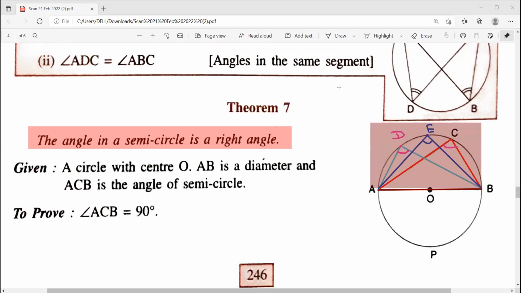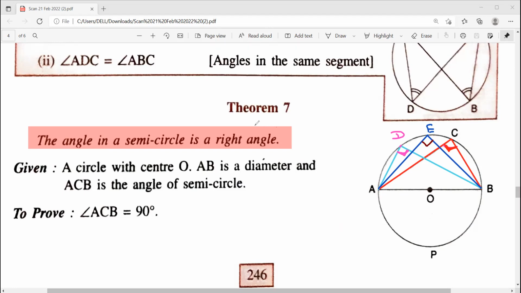So can I call all these angles angles in a semicircle? Definitely yes. I can call all these angles angle in semicircle. And remember, all these angles are 90 degrees in measure. This is 90 degrees, this is also 90 degrees, this is 90 degrees, and here this angle is also 90 degrees. Remember that angle in a semicircle is always 90 degrees.